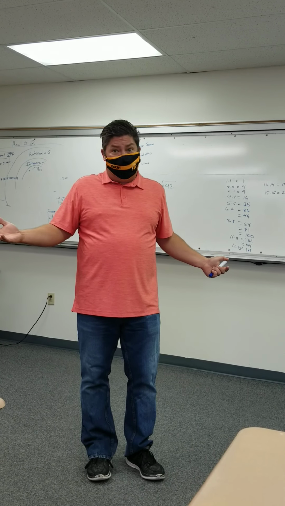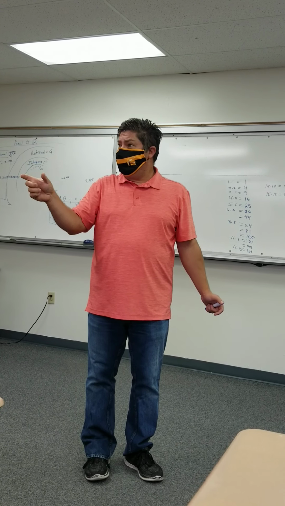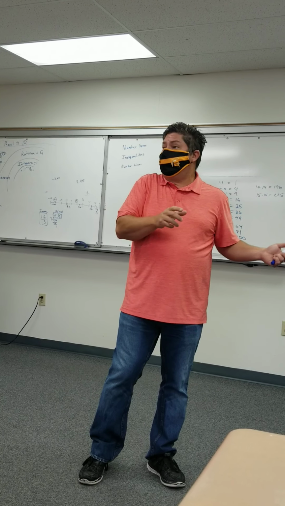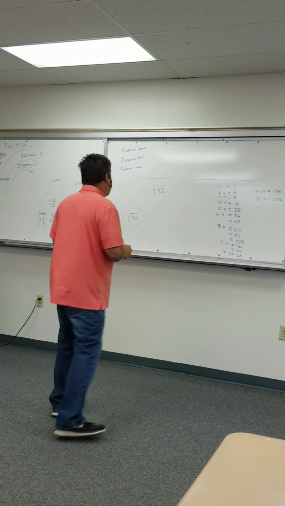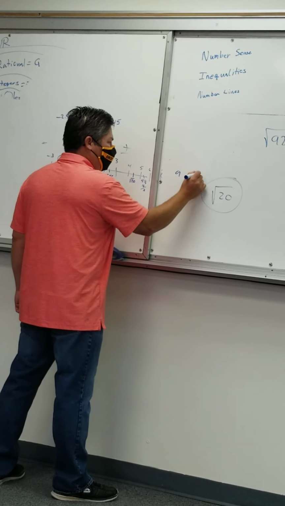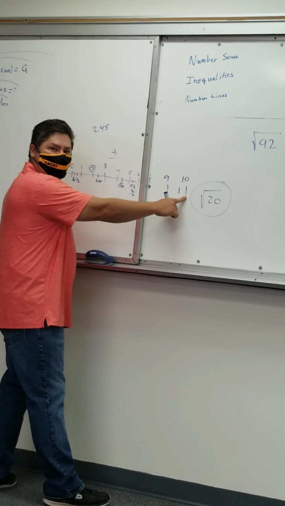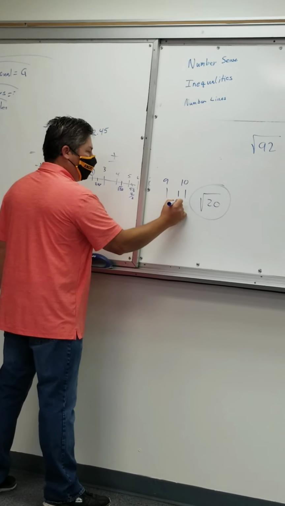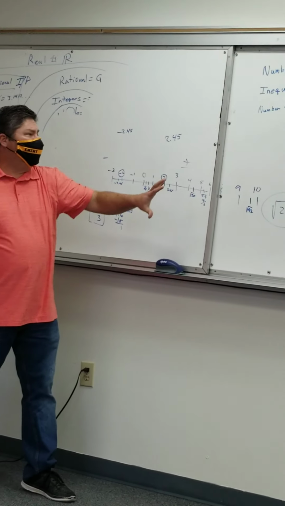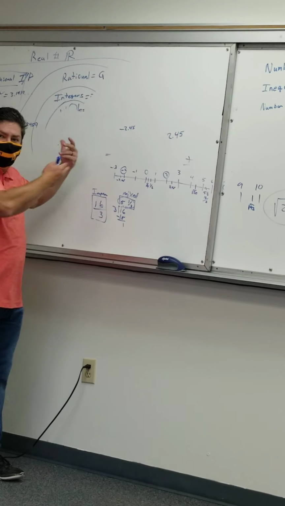100. 92 to 100 is only 8, and that's why he said 10. 92 to 100 is only 8 spots. 92 to 81 is like 11 spots, right? So it's a little bit closer to 10. So if I was to mark this on a number line, let's say this was 9 and this was 10, I would mark right about there. Can you see how I'm closer to 10? And I'm going to say, hey, that's the square root of 92. Okay, everybody got that? This is all number sense. Do you know how to do decimals? Do you understand positive, negative?